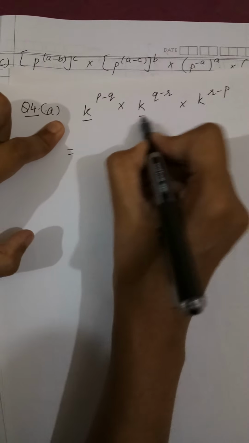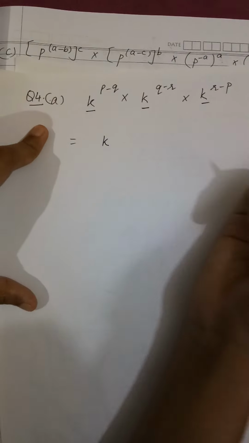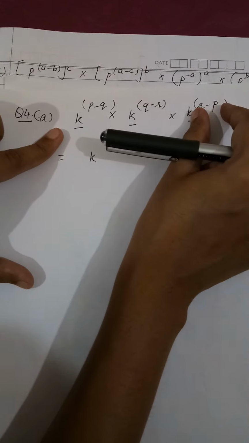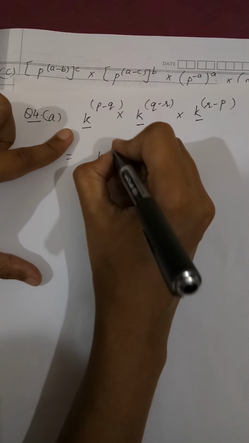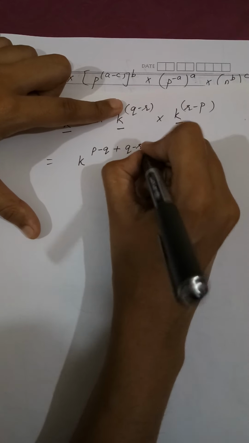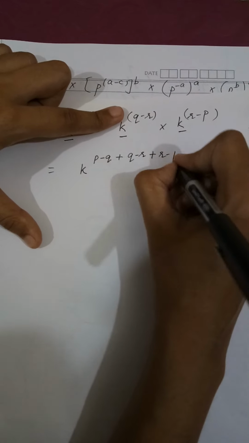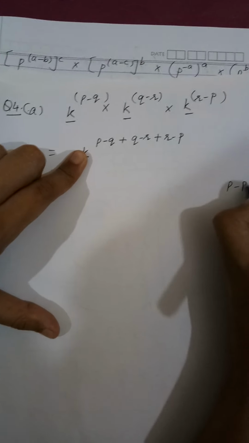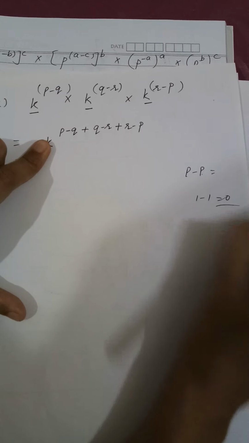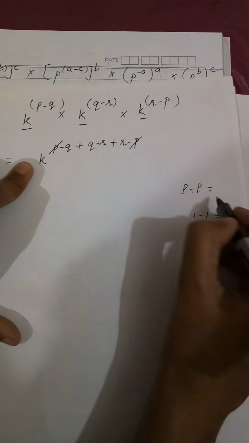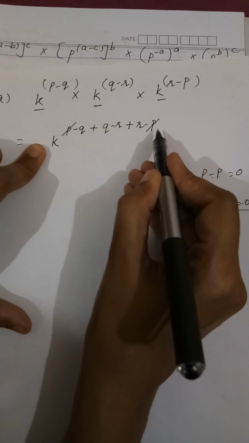Now, can you see that the base is the same everywhere? So I will write the base as it is, and these powers, this is the first power, this is the second power, and this is the third power. So I am going to add these powers: p minus q plus q minus r plus r minus p. Now what is p minus p? If I subtract 1 minus 1, what will it give me? 0. So p and p will give me 0. So I have cancelled it like this.